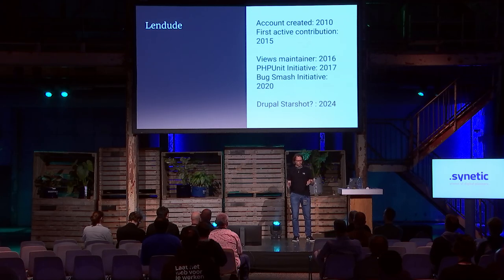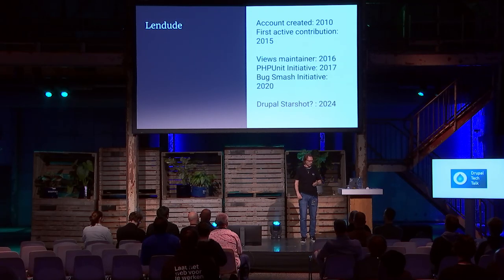So I needed to find a new focus, and that focus became the Bugsmash Initiative, which I will go into in depth a little later. But that gave me some new focus, and now, maybe it's time for something new again. So Starshot is here. It might be something worth focusing on.